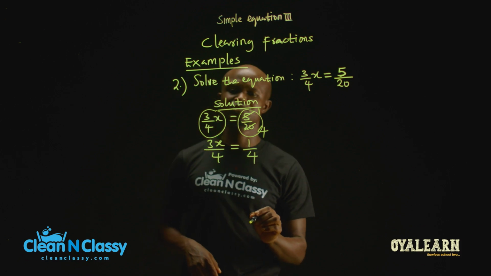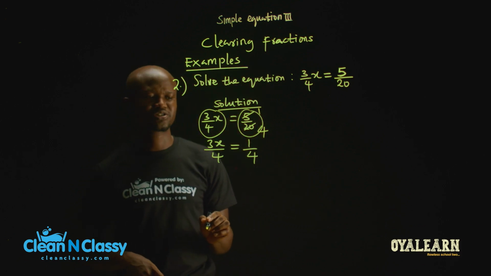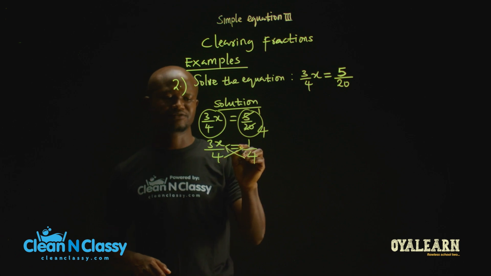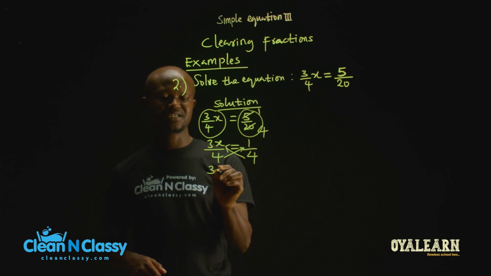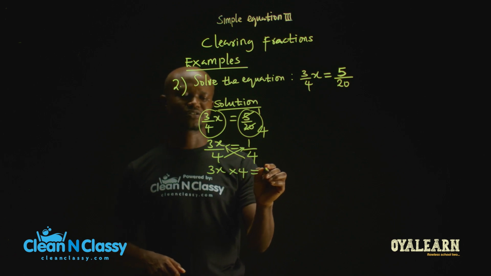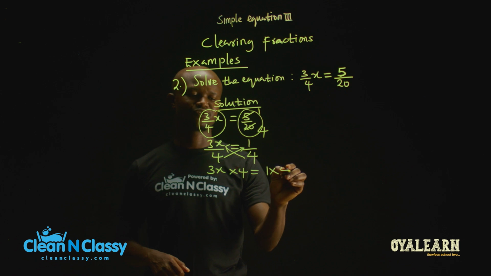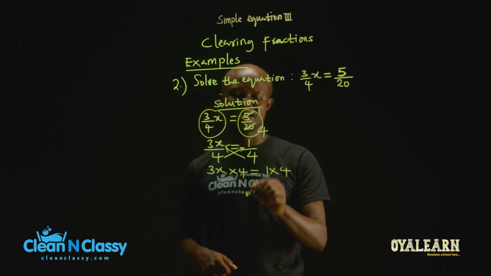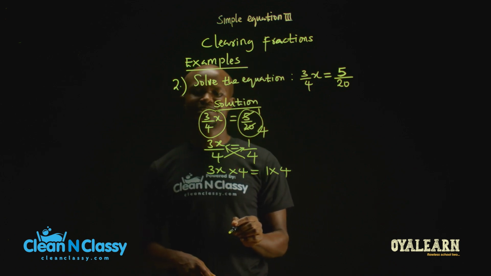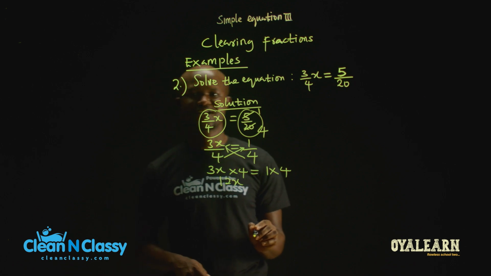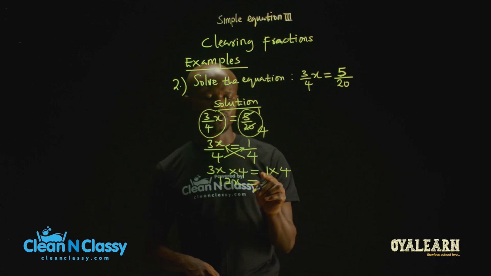So the next thing for us to do is to cross multiply. By cross multiplying, what do we have? We have 3x times 4 equals what? 1 times 4. 3x times 4 equals 1 times 4. What is 3x times 4? That is 12x. 12x equals 1 times 4, that's 4.